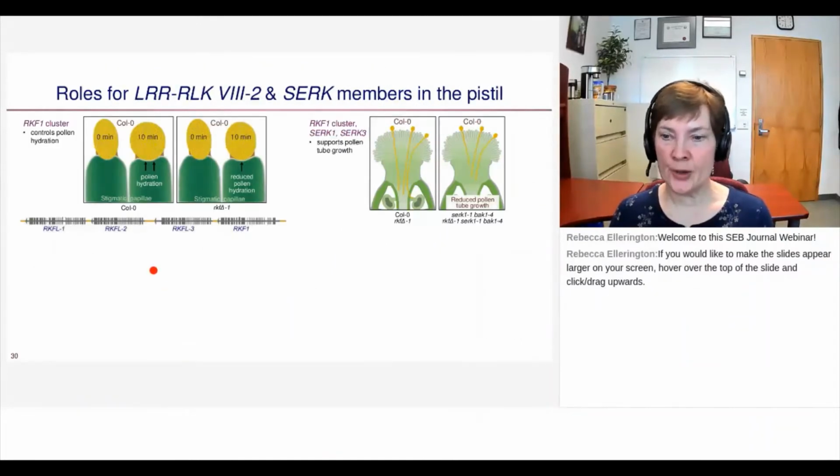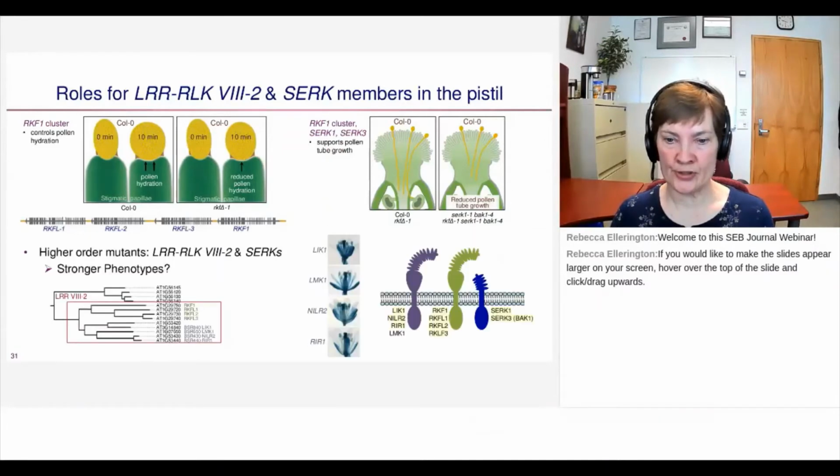Okay, so this is basically a nice summary of the work that we published. So we showed that the RKF cluster is involved in controlling pollen hydration, and the RKF cluster along with Circ1 and Circ3 support pollen tube growth. So where are we going from here in this project? Well, one of the questions we asked is what happens if we knock out more of these LR8-2 members? Will we see stronger phenotypes?